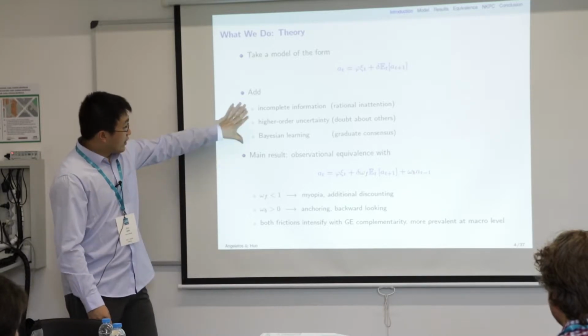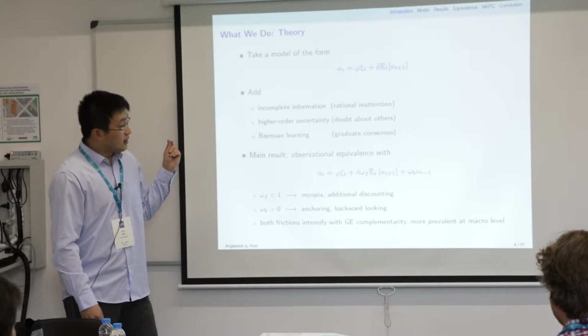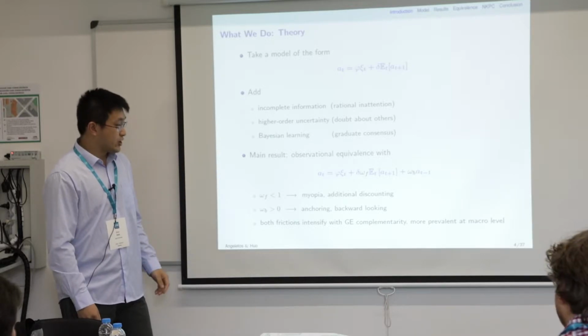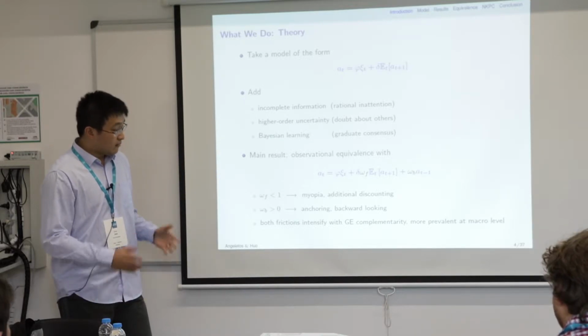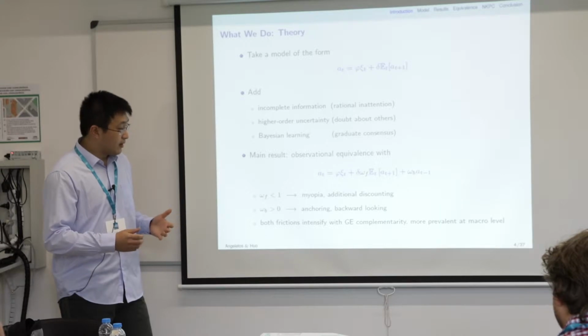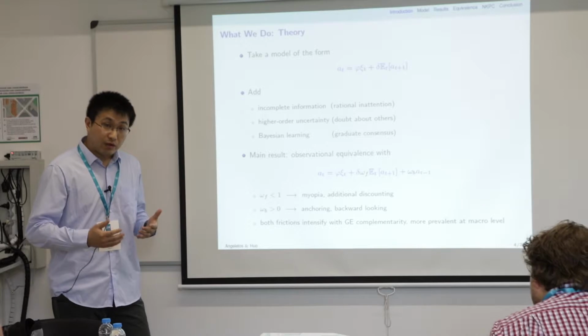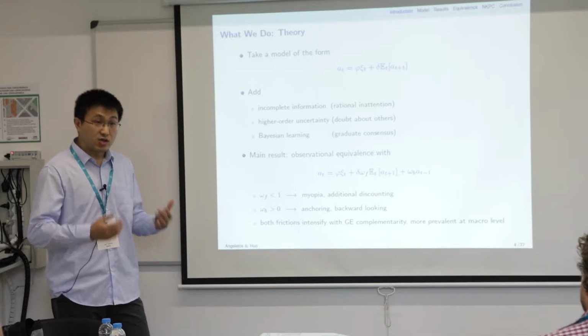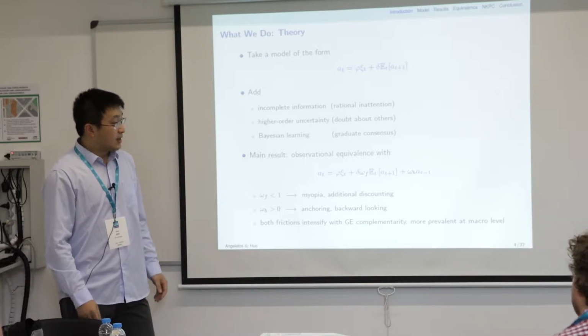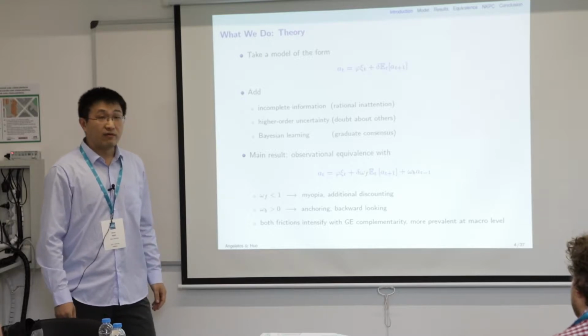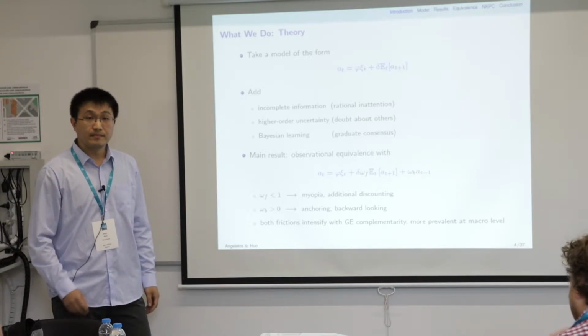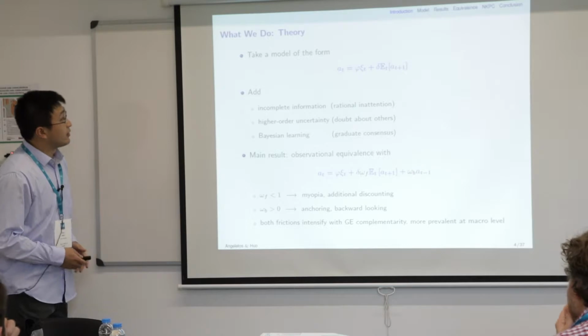So these three elements can deliver these two behavioral modifications, and also these behavioral modifications are going to be stronger the stronger the general equilibrium effect is, or the stronger the strategic complementarity is, and they're going to be more prevalent at the macro level than at the micro level. Okay, this is our theory.